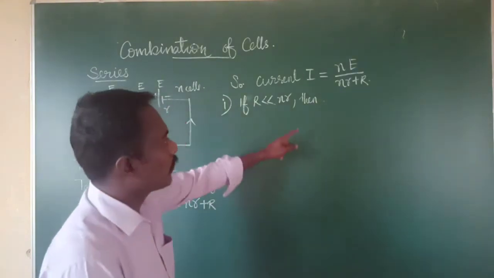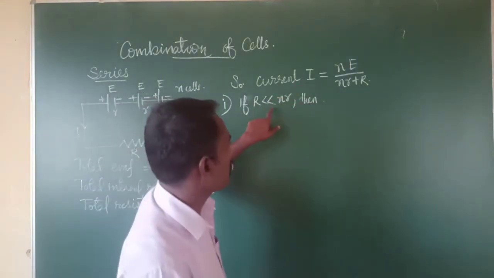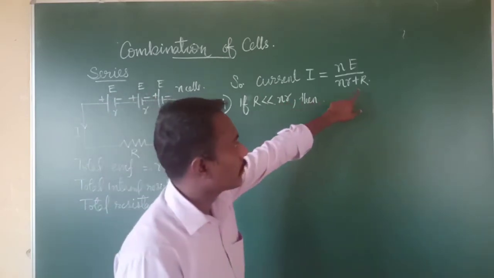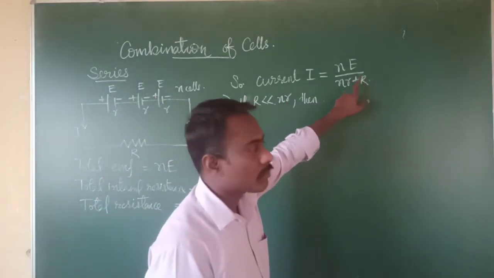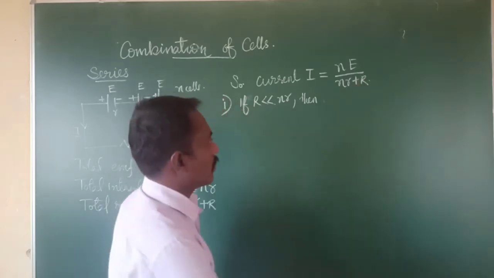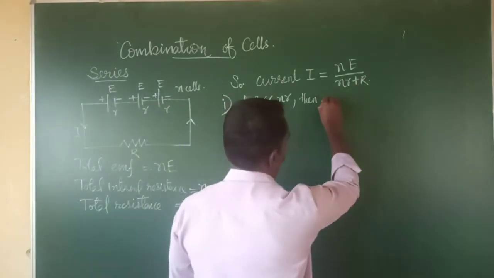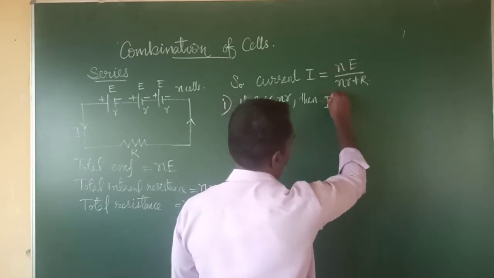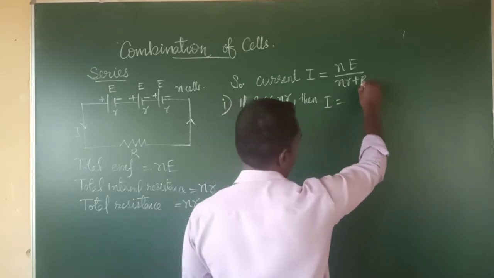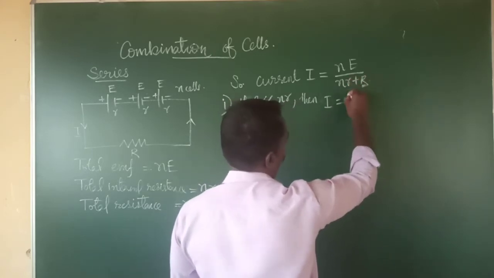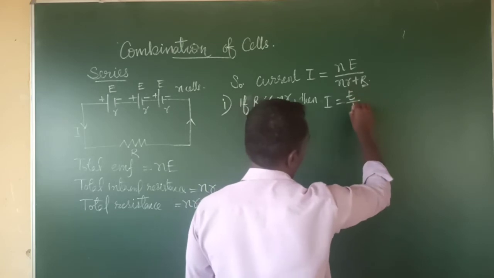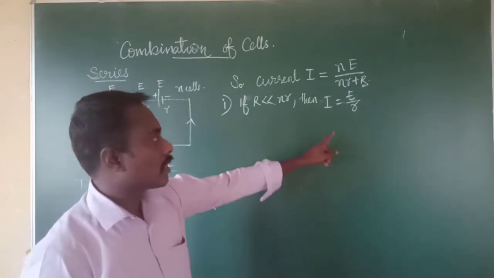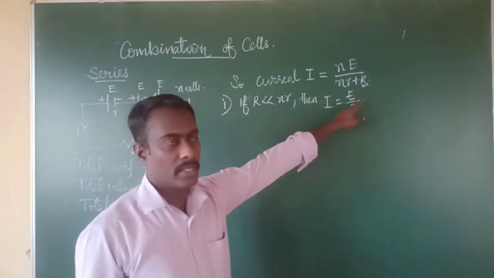Then we will get a value for the current. If R is much smaller than the internal resistance of all the cells, then R can be negligible. So N and N will be cancelled there. Then I is equal to, and this term will be negligible. Then what will be the equation? E by R will be the value for current. I is equal to E by R.